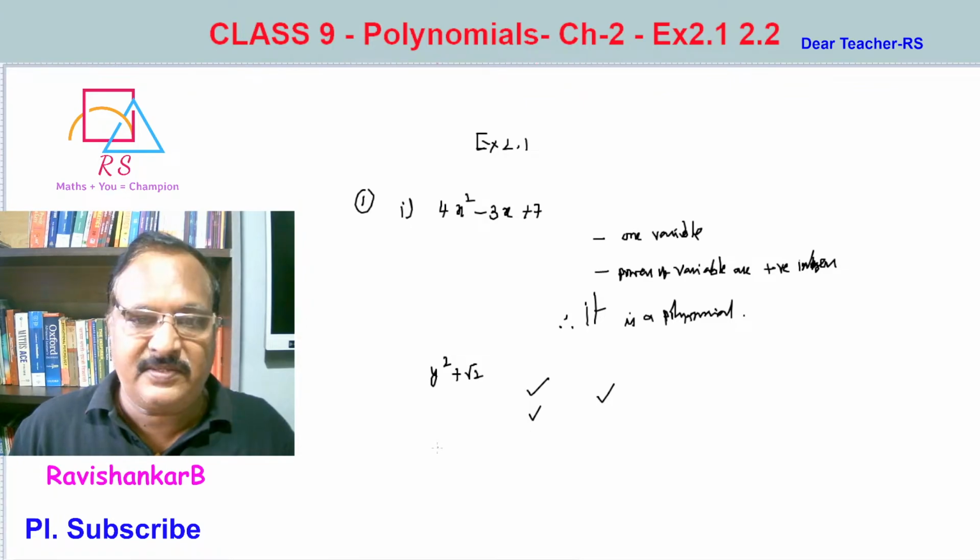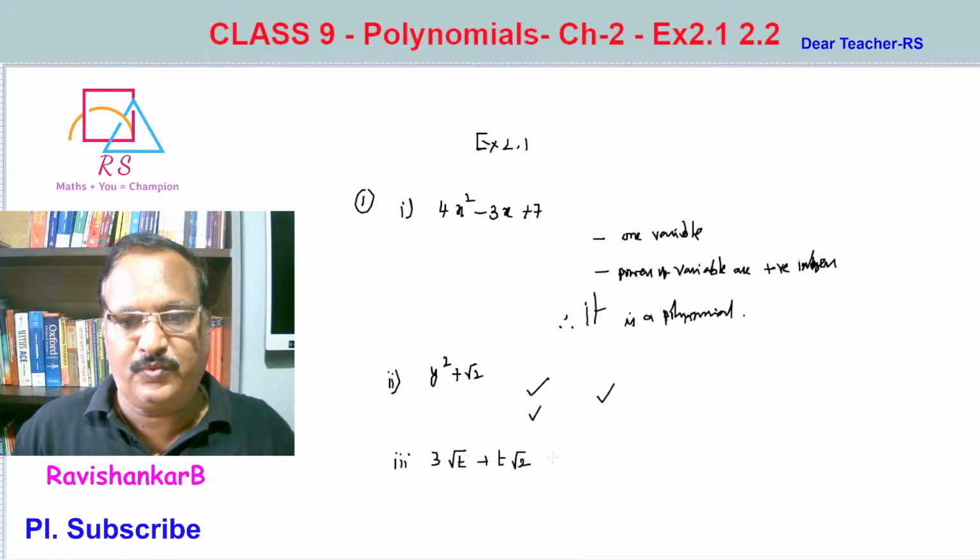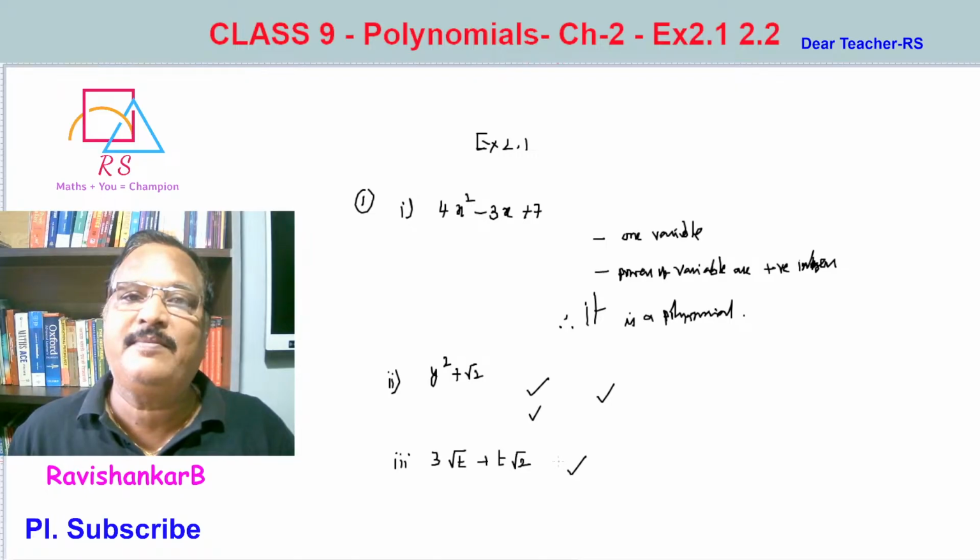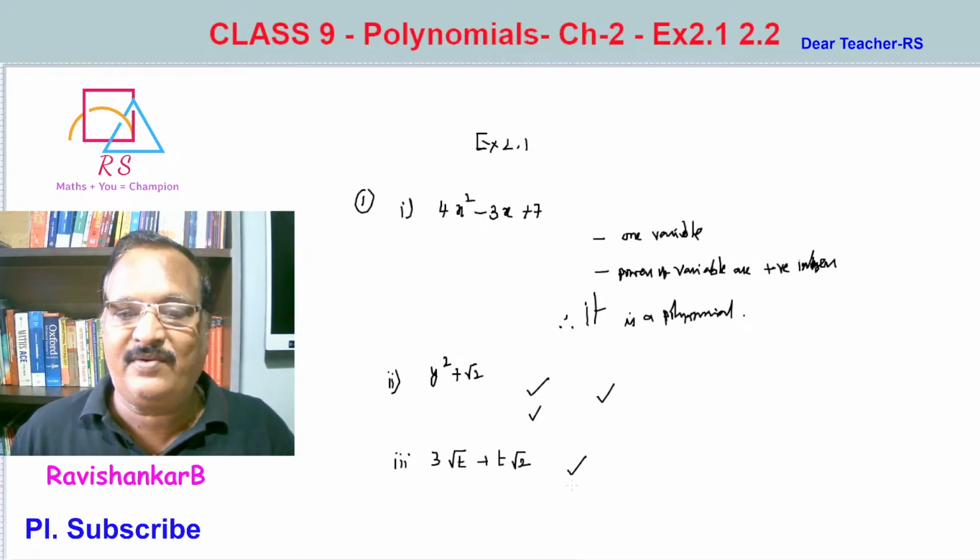Now the third bit: 3 root t plus t root 2. The first one has one variable, t is a variable, but the second one is not a polynomial, because here the power is half. Root t means the power is half, not a positive integer, therefore it is not a polynomial.